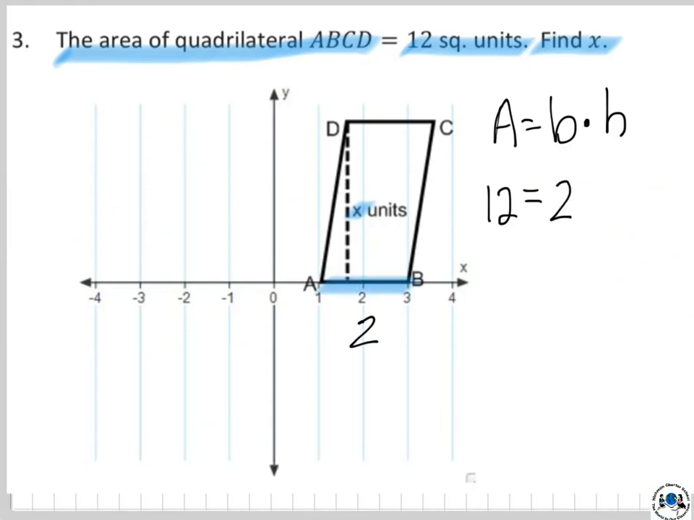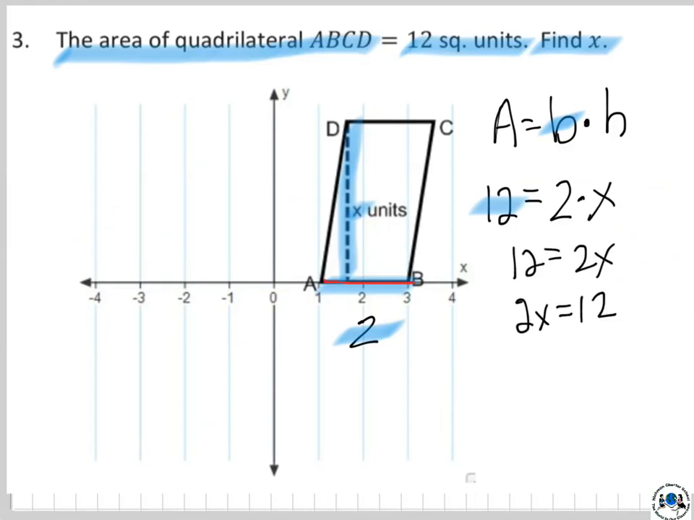Okay, so let's go ahead and plug in what we've been given. We've been given the fact that area is 12 square units, so we can plug that in for the A in the formula, and so that means 12 equals base times height. So we've got the base, which is 2, because that's pretty simple to look at right there. We go from A, which is 1, to point B, which is 3, and therefore we know that base is 2.